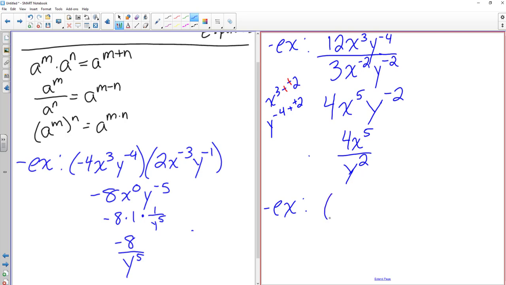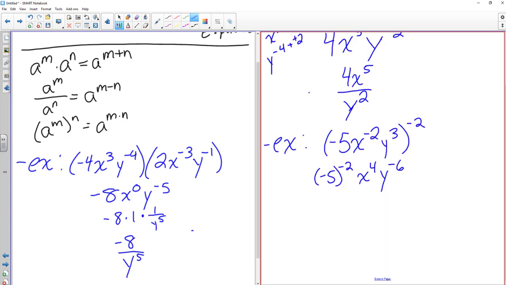And then last, let's do the negative 5 x to the negative second y cubed. This whole thing is going to be to the negative 2 power. Okay, lots of negatives going on here. So one at a time. I'm going to just write out negative 5 to the negative second power. We'll go back to that in a minute. X to the negative 2 times negative 2, that's going to go to a positive 4. And then y to the negative 3 times negative 2, that'll be negative 6th.